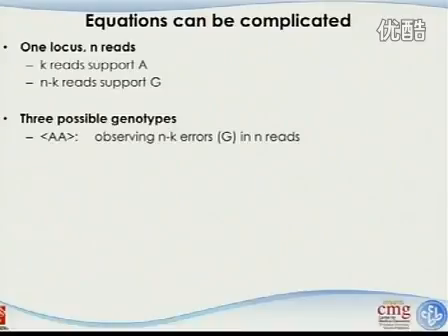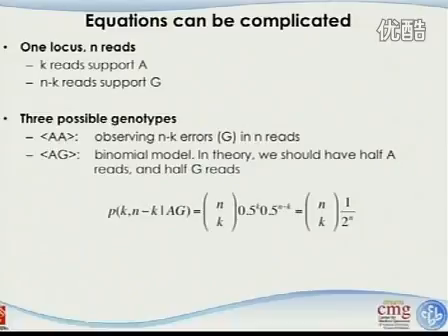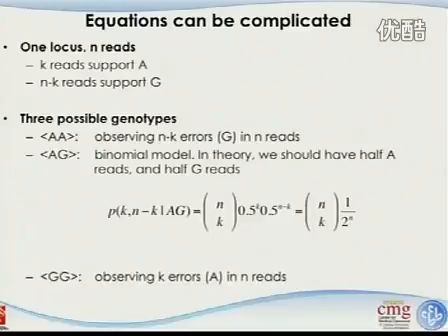And given the sequencing error is only 0.01, it's really, really unlikely we make 10 mistakes out of 11. But still, that's the way to look at this. But if it is AG, that becomes a little bit more complicated. That's a binomial model. In theory, we should have half A reads and half G reads, right? I mean, in theory, the probability that we observe k A and n minus k G follows this binomial distribution. We'll have a couple of slides to show you what binomial is, but in the later sections.